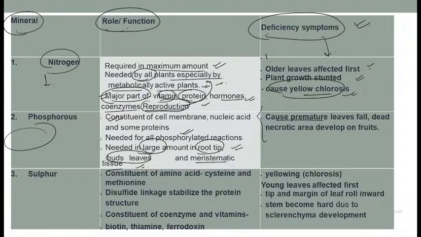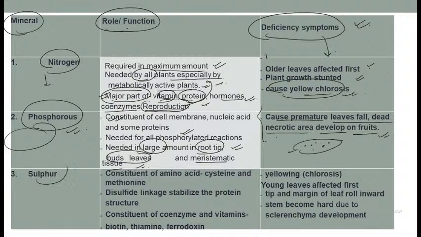It causes premature leaf fall, and dead necrotic areas develop on the fruits. If you have seen sometimes very brown spots on the leaf or on any fruit, that is because of the deficiency of phosphorus in that particular plant.